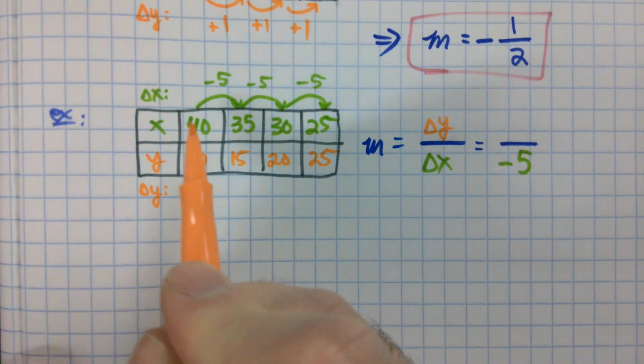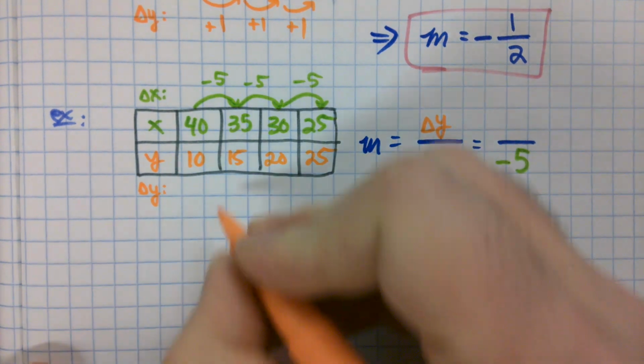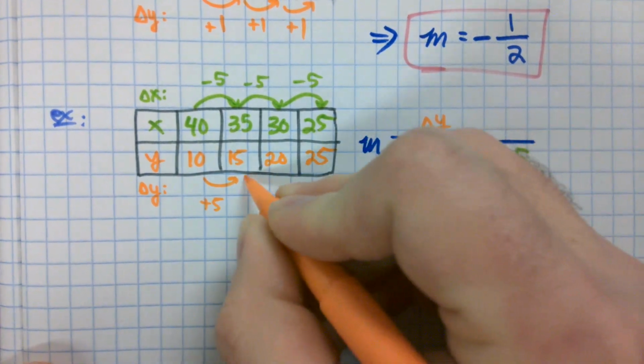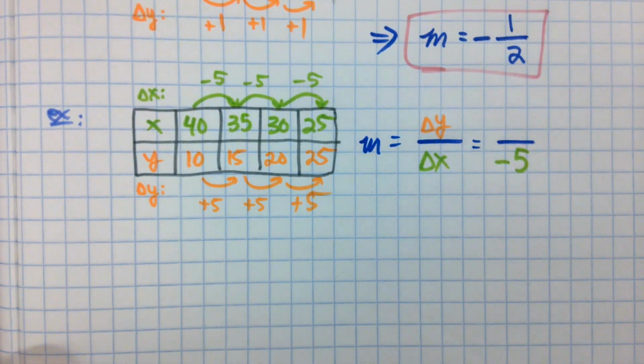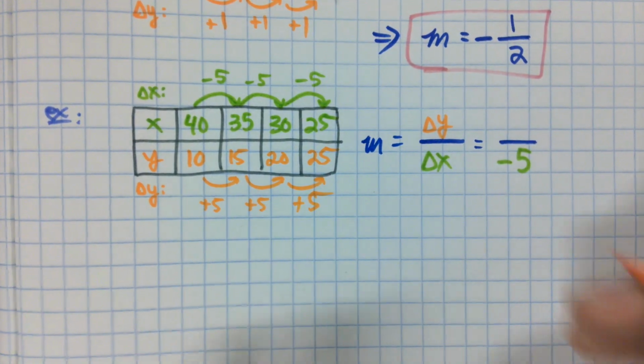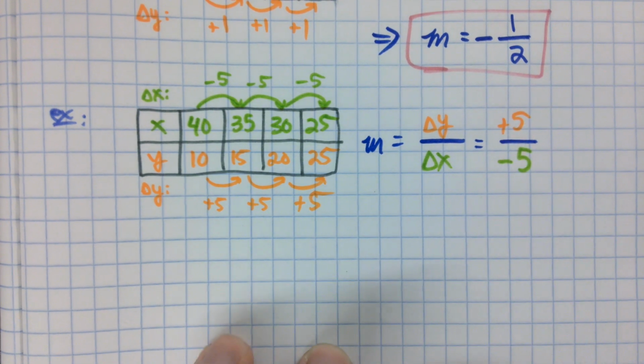But how do we get from 10 to 15? Plus 5. What about from 15 to 20? Plus 5. And 20 to 25 gives us plus 5. So our numerator is positive 5.